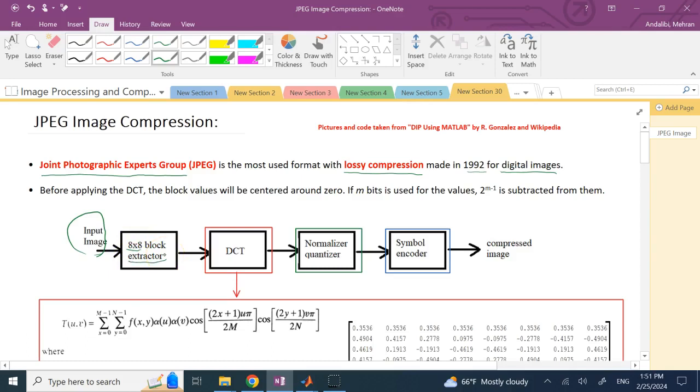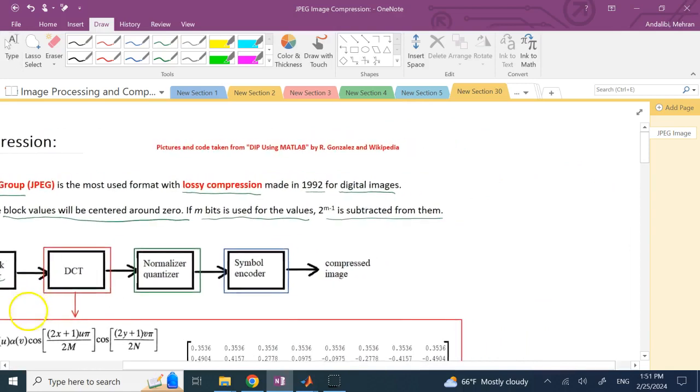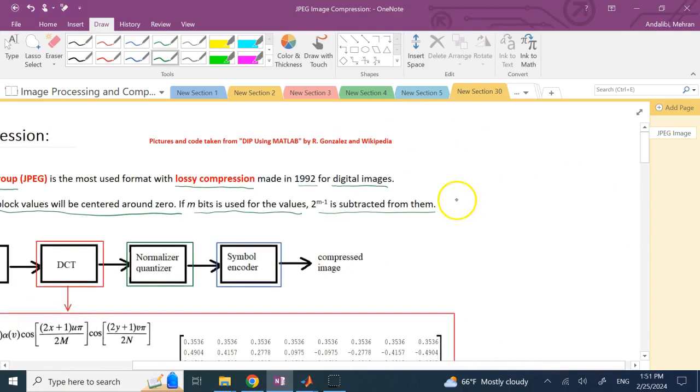The next thing you do is make sure the values in this block are centered around 0. If m bits are used to store the values, then 2^(m-1) should be subtracted from them. What does that mean? Most of the images that you have are uint8, which means unsigned integer with 8 bits. That means the numbers for pixels are anywhere from 0 to 255. So m is 8 bits that you use to store those values.